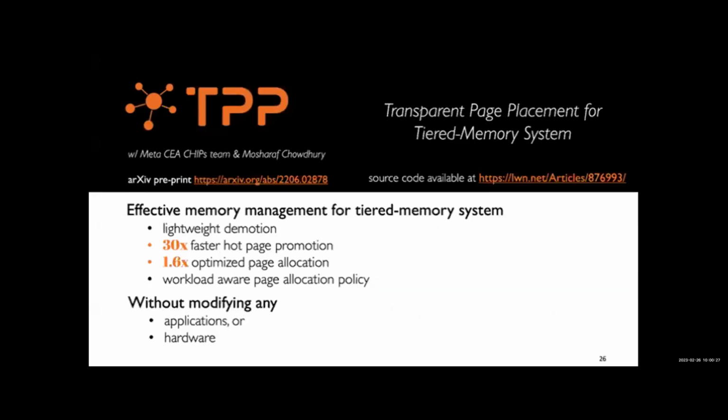In summary, TPP is a transparent page placement mechanism for tiered memory systems that is orders of magnitude faster during demotions, and 30 times faster and 1.5 times better at hot page promotions because of TPP's features. With its 1.6 times better page allocation and workload-aware page allocation policy, TPP helps applications maintain better performance even with a smaller CPU-attached memory.